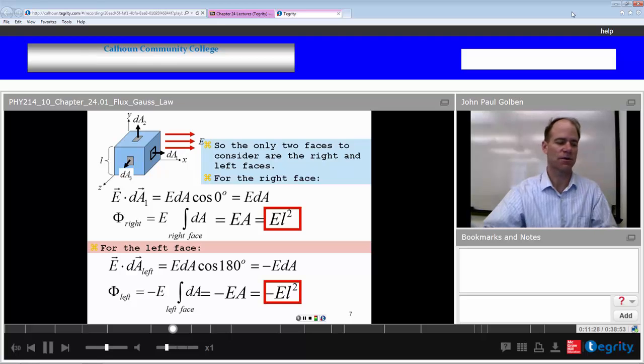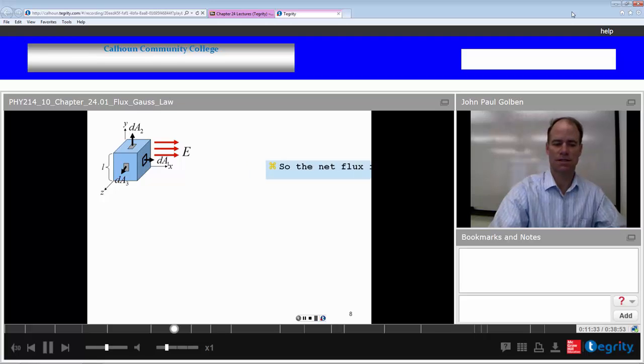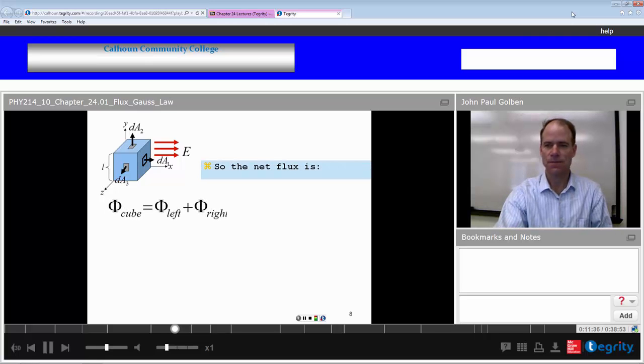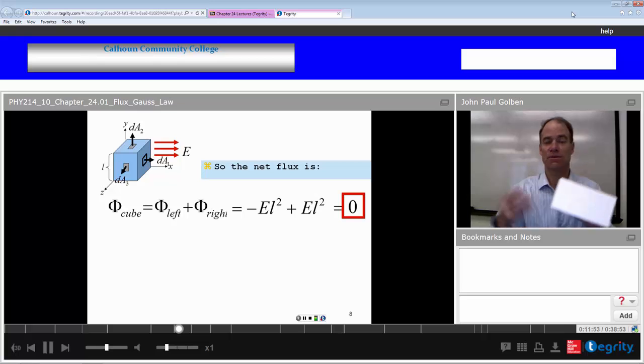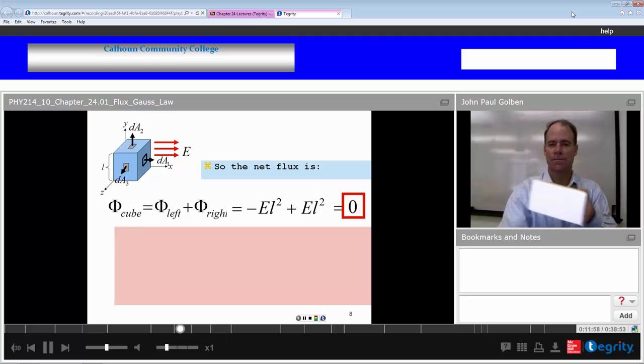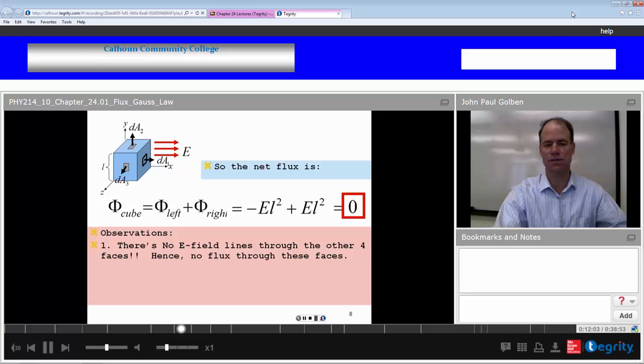So the flux that's going in is a negative flux. The flux that's coming out is a positive flux. The net flux, the flux going in on the left plus the flux coming out on the right, would be a negative EL squared plus EL squared, which will give us 0. So there is no net flux through this cube. There is flux, but it's not net flux. Whatever is going in is coming out in the same magnitude. So these are our observations for the cube.